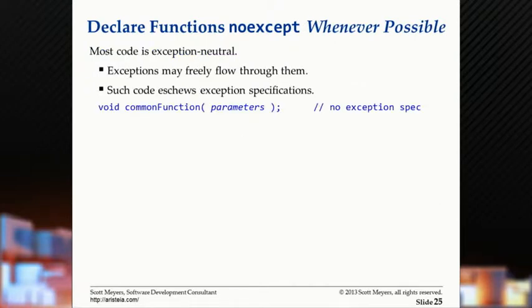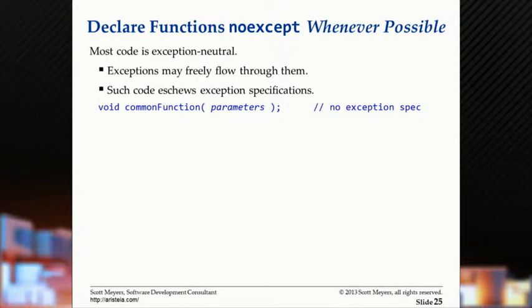Most code is exception neutral, which means that if an exception occurs higher on the call stack, it can go streaking right through the stack frame, keep on going, get caught by somebody else, and your code will simply maintain all of its invariants. Under those conditions, you can't say you're noexcept because an exception might go propagating through you from somebody else. Most code is exception neutral. That kind of code is not going to use an exception specification of any kind. This is what most of your functions are going to look like.